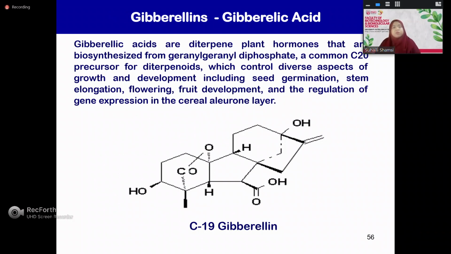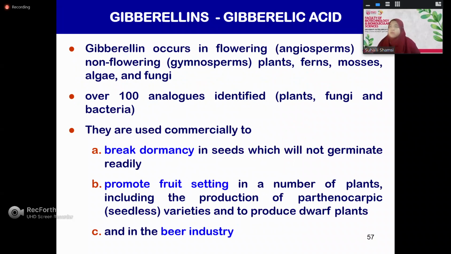This is the structure, how it looks like. It's a gibberellic acid, right? You can see, why is it a gibberellic acid? Because it's made up of fatty acid derivative, which is diterpenoid itself, right? So gibberellic acid occurs in flowering plants, we call them angiosperms, and non-flowering gymnosperm plants, ferns, mosses, algae, and even fungi. So there are over 100 analogs identified from plants, fungi, or bacteria.